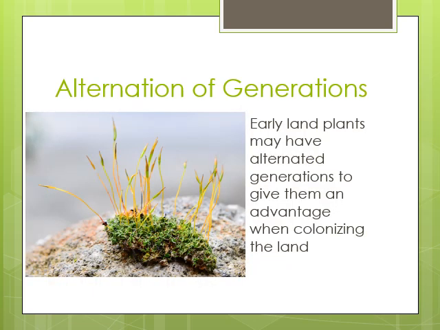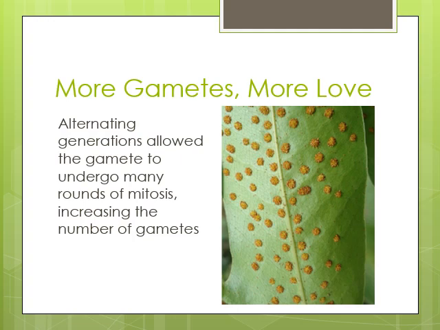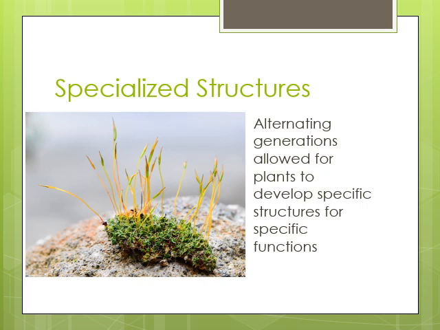So these early land plants had a distinct advantage when colonizing the land because they could produce so many offspring so quickly and with such low levels of energy. They had many, many more gametes. This is the bottom of a fern. You can see this is where the spores are going to be formed. Lots and lots of gametes allowed them to colonize extremely quickly. It also let them develop very specific structures, like you can see here, for specific functions.